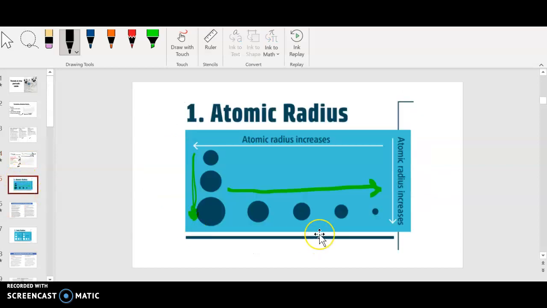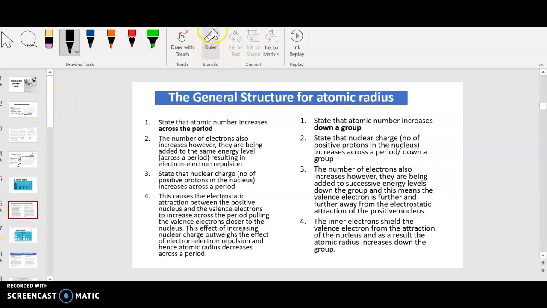The next part of the task is to actually explain why it decreases across a period or increases down a group. Now, if you're a visual learner, you could also keep this picture in mind. As it is very obvious in this picture, as you're going down the group, the atomic radius is increasing, and you can see the size of the atom increases. Whereas as you go across the period, you can see the atomic radius decreasing and the size of the atom itself decreasing slightly.